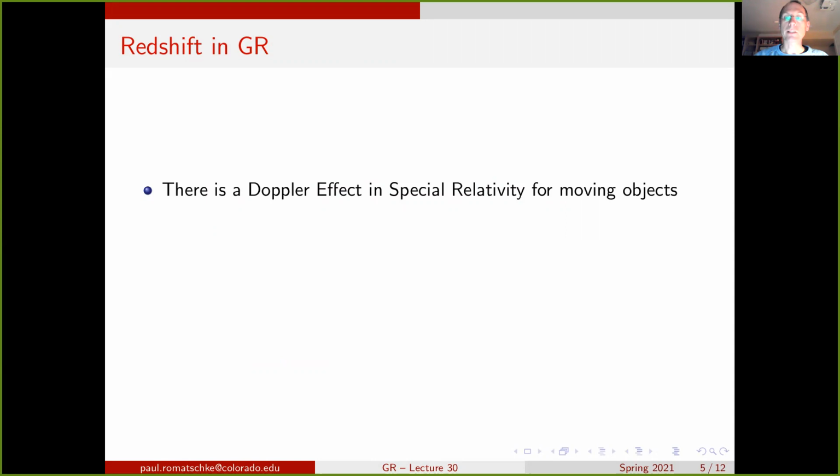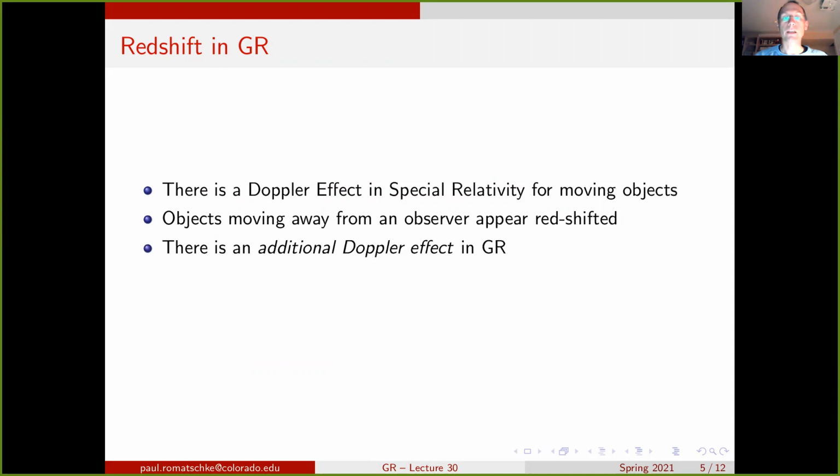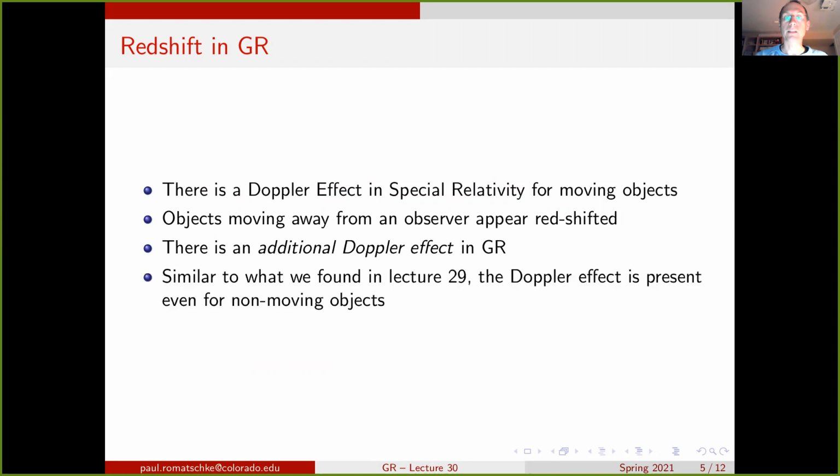The Doppler effect in special relativity is an effect that applies to moving objects. Objects that move away from the observer appear redshifted, and the point that I want to bring to your attention in this lecture is that there's an additional, let's call it Doppler effect in gravitational theory, that is present also for non-moving objects. Note that this is similar to what we found in lecture 29 when we were talking about the time delay of objects in gravitational theory, which means that these are objects that are not moving, yet there is a time delay that is coming from the gravitational effect.